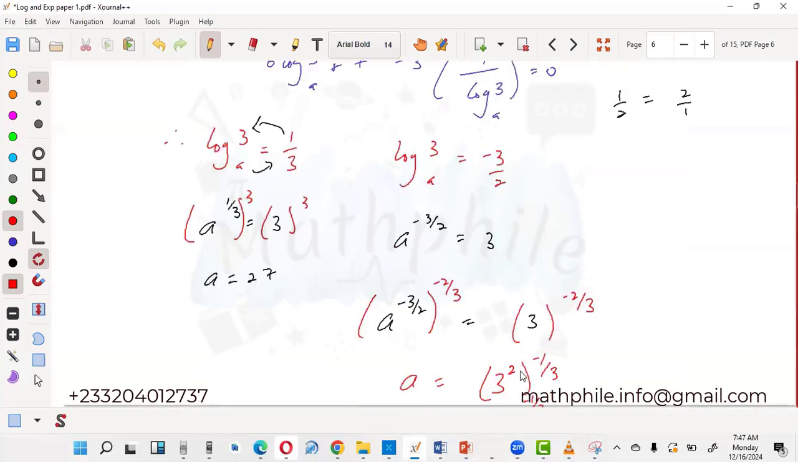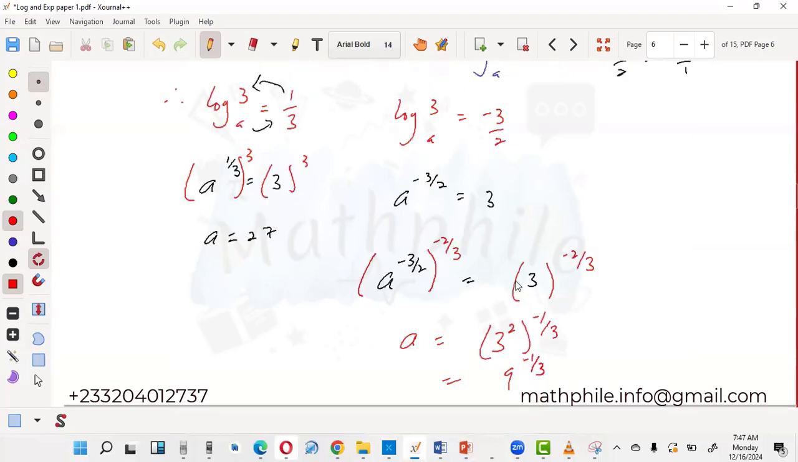So if you want to shake off something, please make sure you take the reciprocal of the exponent.